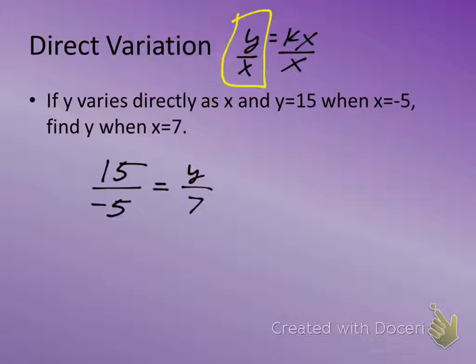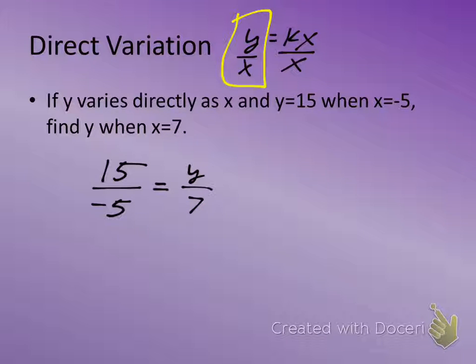You figure out what type of variation you have, which in this case is direct. It'll say varies directly. Then you use y over x, or you use y equals k times x and solve for k. Either way, you'll be given one set of points. So you plug them in, 15 over negative 5, and then you'll be given a second set, one of which will be missing. So you don't know what y is, so that's your missing variable. You know x is 7.